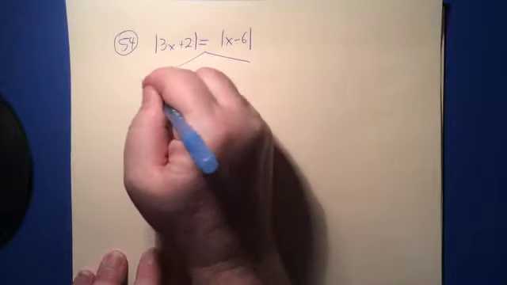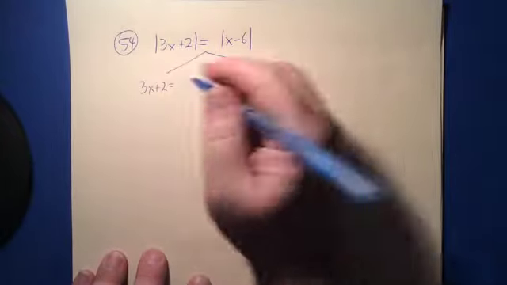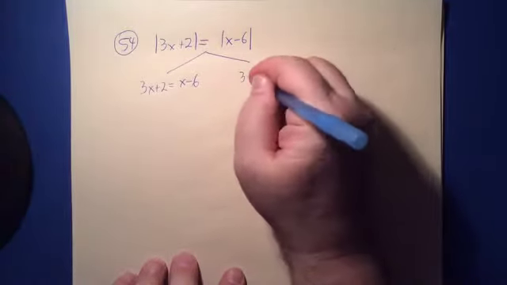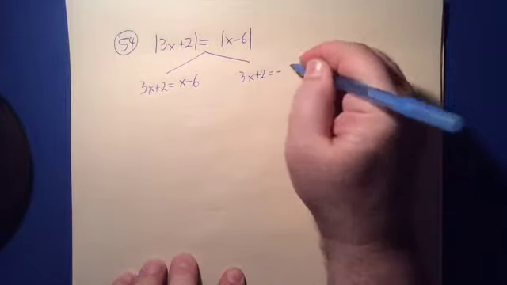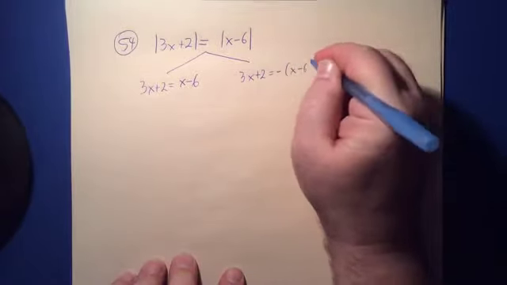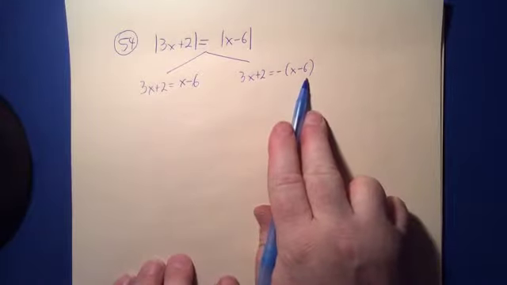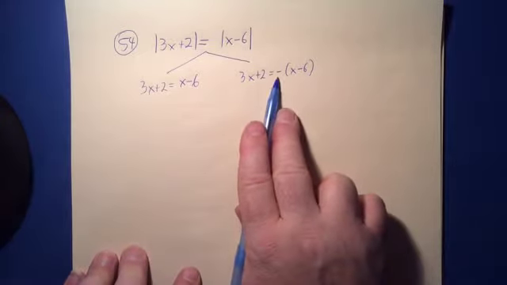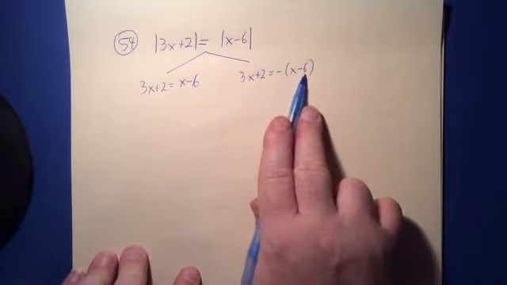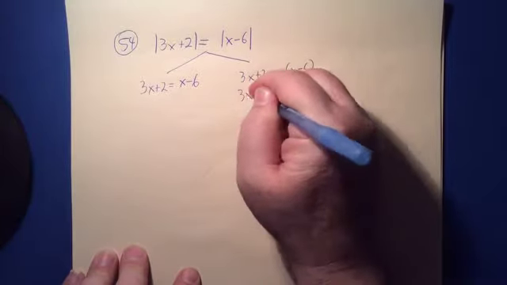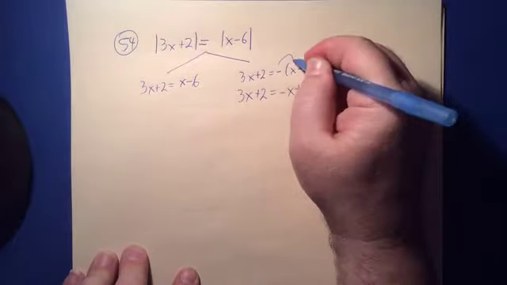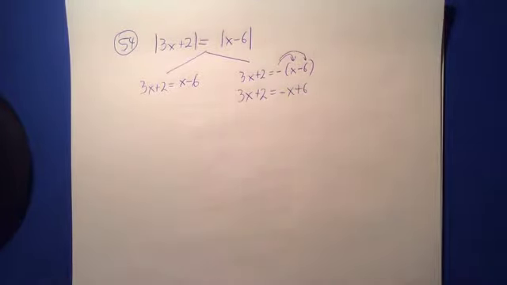We'll say that 3x plus 2 is going to equal x minus 6. And over here we're going to say 3x plus 2 is equal to the negation of this, but I'm going to put parentheses around this because I have to negate the entire thing. That's an important takeaway from this. So I need to rewrite this a little bit by distributing the negative, or basically changing the signs of everything in here. So this would be 3x plus 2 equals negative x plus 6. I need to change the sign of both parts in here by distributing the negative. And now I can solve each part.